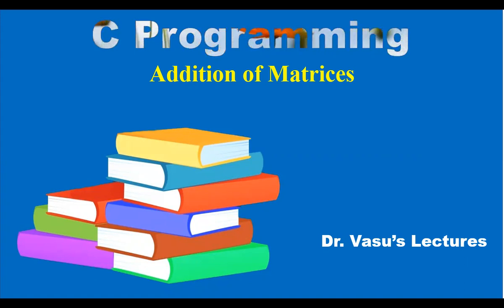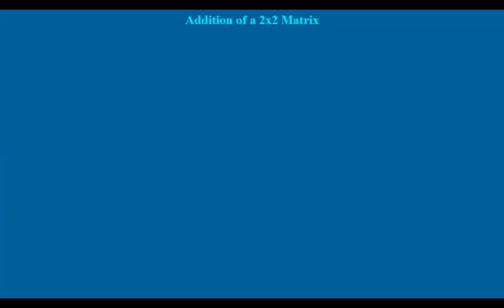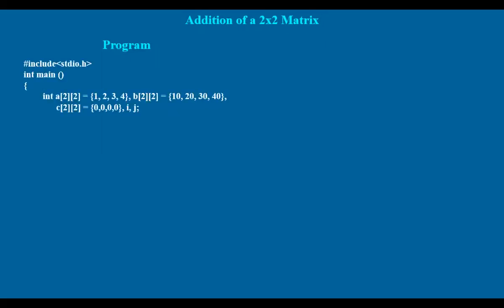Now, let's see how the addition of matrices is done. So here, we take a small example. We have taken two matrices, that is two arrays here. A is a 2 by 2 matrix in the form of an array, and B is also a 2 by 2 matrix in the form of an array. And for the result, to get C, that is A plus B, we have taken another, empty matrix, which is initialized with zeros. So i and j are two integer variables, i for rows and j for columns.